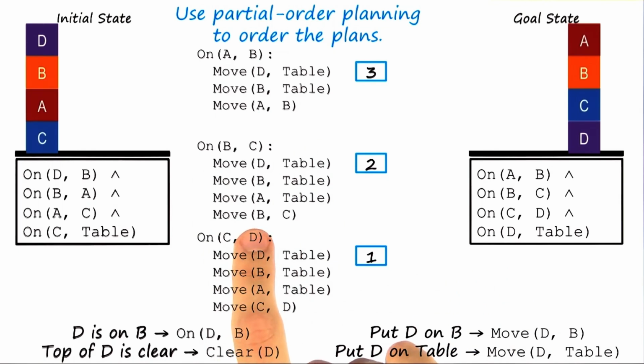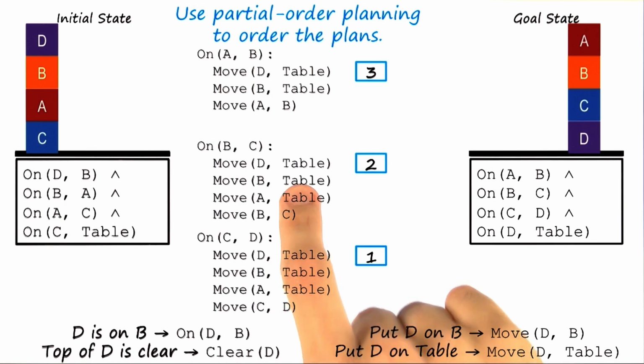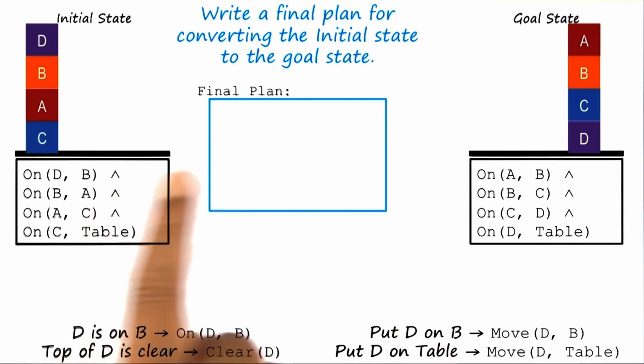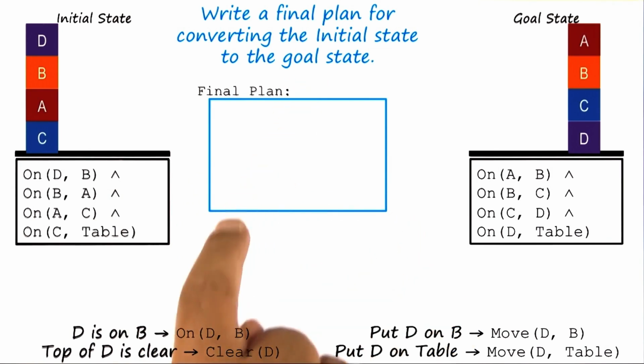Similarly, if we move B to C, we no longer can move C on top of D because C is no longer clear. So this plan has clobbered this plan. So we're going to need to do this plan first, then this plan, then this plan. Good, David.